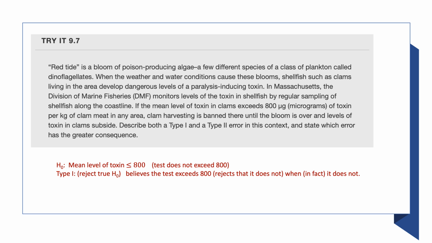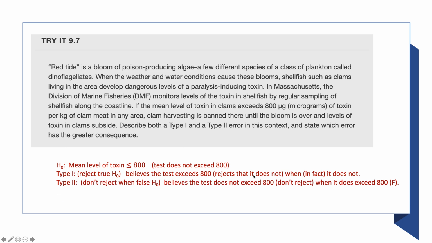Type 1 error is when you reject a true null hypothesis. So, in this case, you would believe that the test exceeds 800 when in fact it does not. I'm sorry, it really does not exceed it, okay? So, you are rejecting a true hypothesis. The true hypothesis is that the mean level really is less than or equal to 800, and you think it actually exceeds 800.